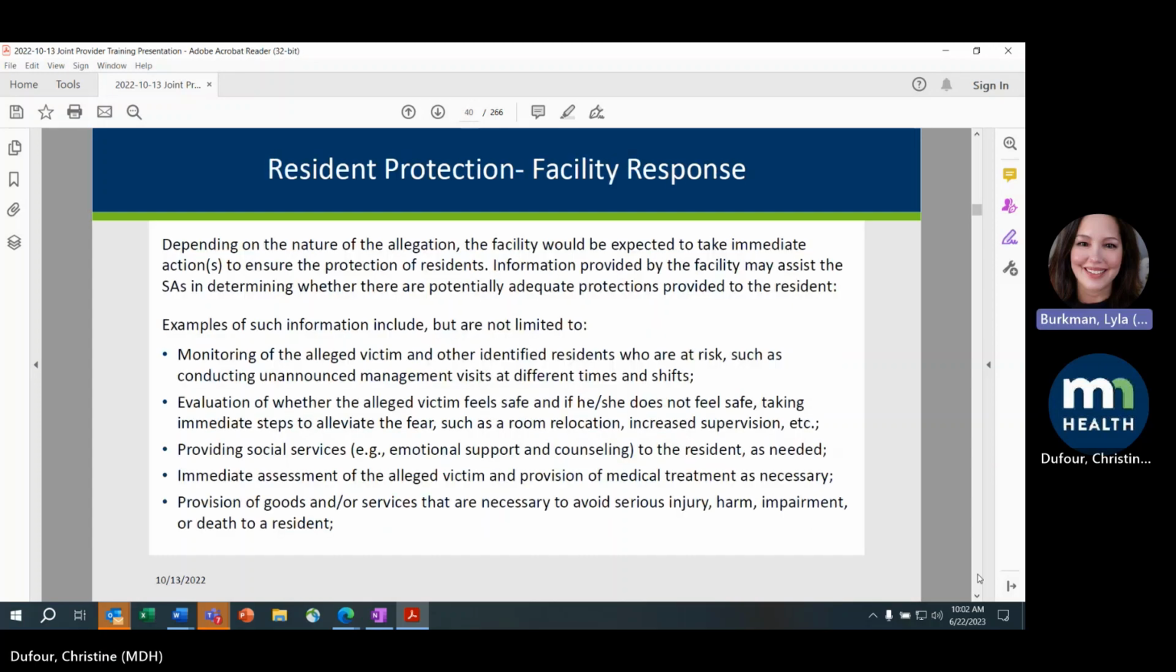Depending on the nature of the allegation, the facility would be expected to take immediate action to ensure the protection of residents. Information provided by the facility may assist the state agencies in determining whether there are potentially adequate protection provided to the residents.